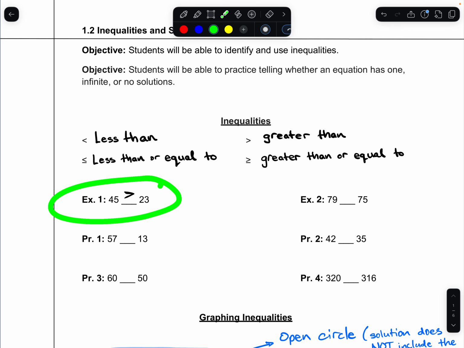All right, so I did the first one for you. 45 is definitely a larger number than 23, so we put greater than in there. 45 is greater than 23. Go ahead and do the remaining 5 on your own. Example 2, and then all the practice problems.